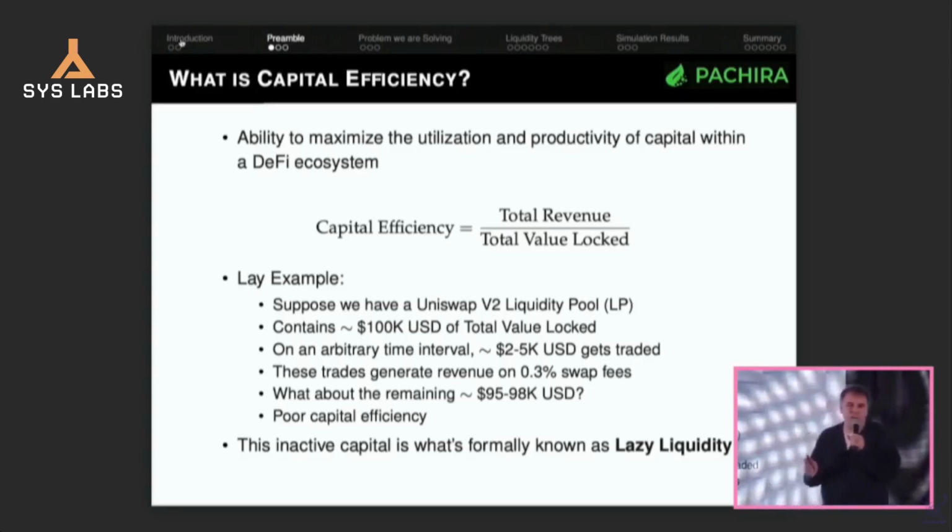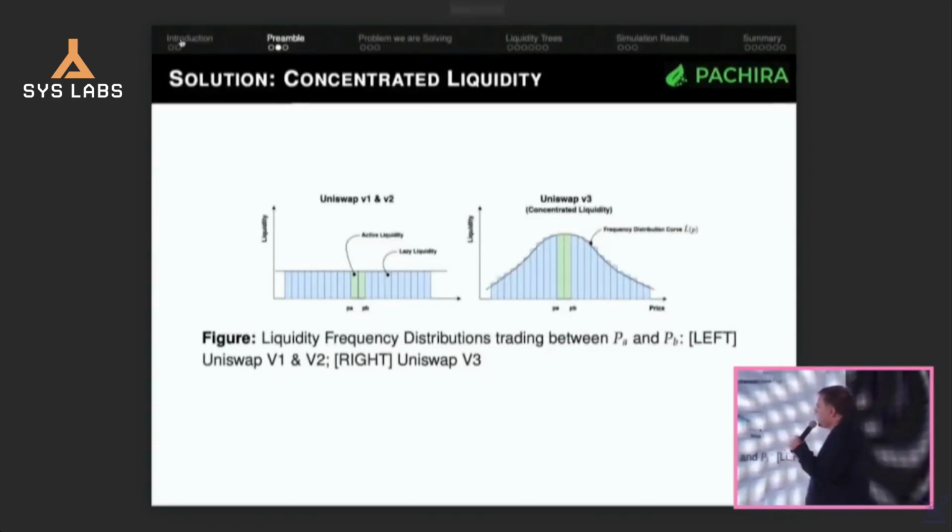So this is Uniswap V2. On the left here, we have the liquidity frequency distribution of Uniswap V1 and V2, which is effectively just a uniform distribution. The active liquidity that's being traded here is between PA and PB. And lazy liquidity is the liquidity that lies outside that band that's not being traded.